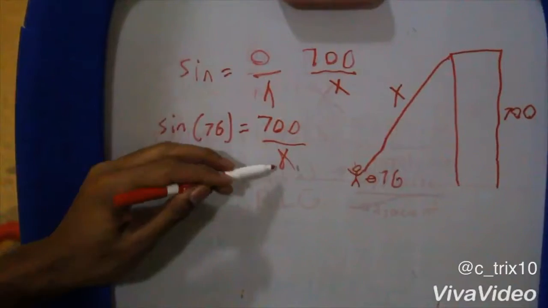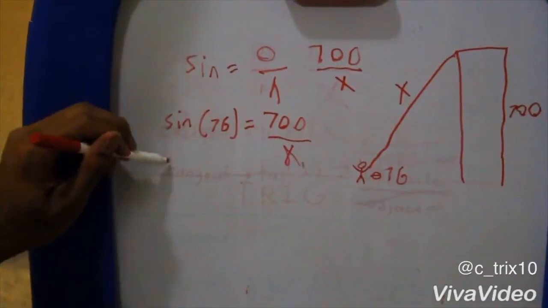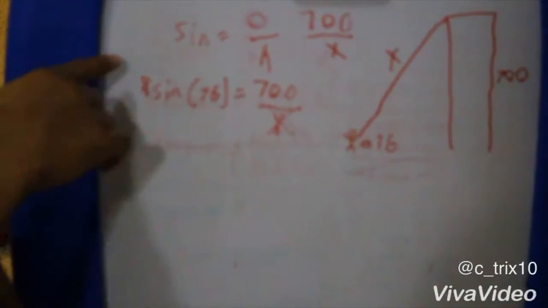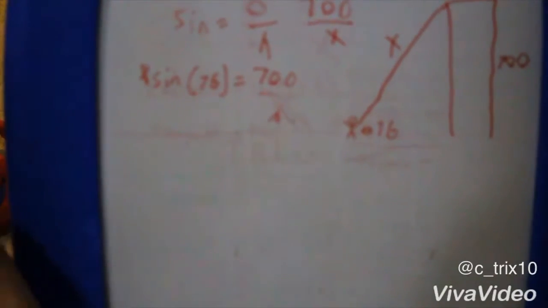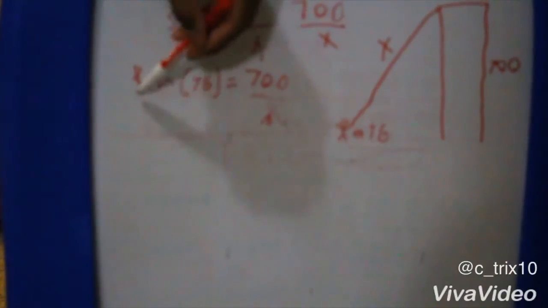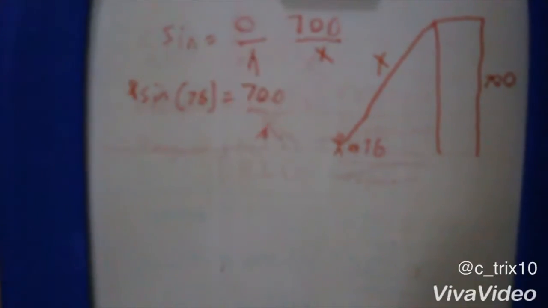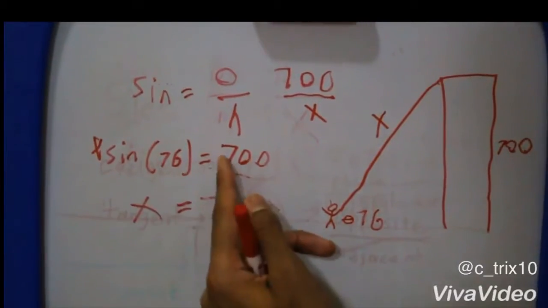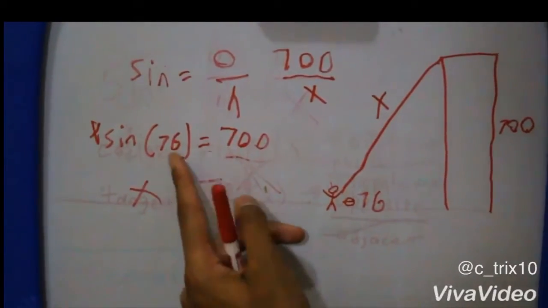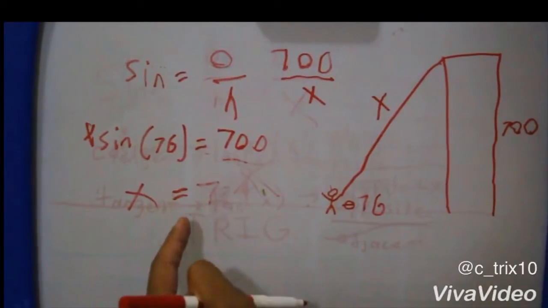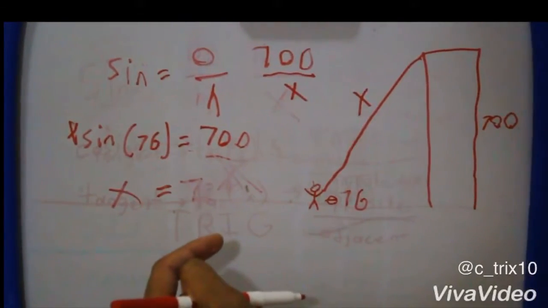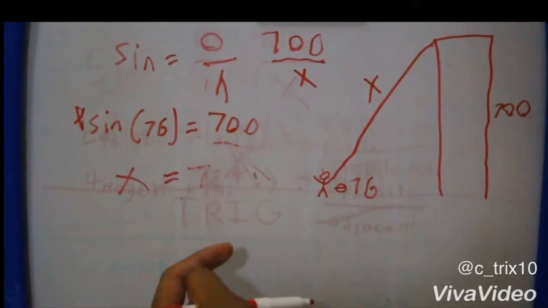over x. You would multiply the x to this side. Once you get that x multiplied to that side, it cancels out this x on this side. So then after that you divide 700 over sine of 76. So once you do 700 over sine of 76, you probably want to put it in your calculator, and make sure when you do it you change your mode to degrees for these type of problems.